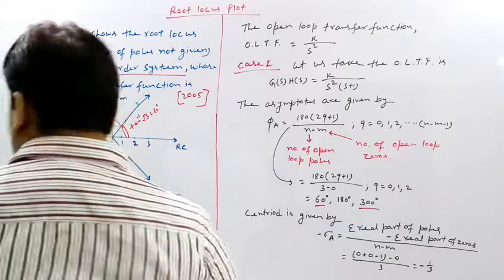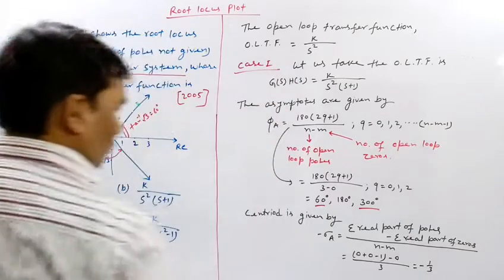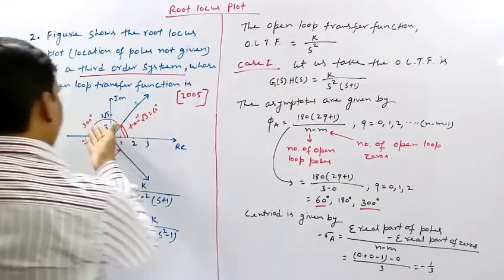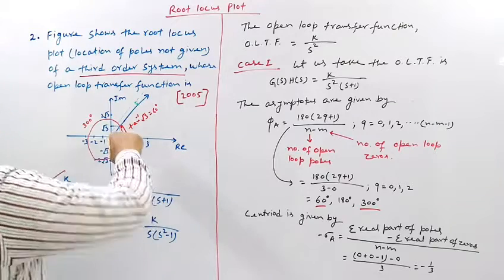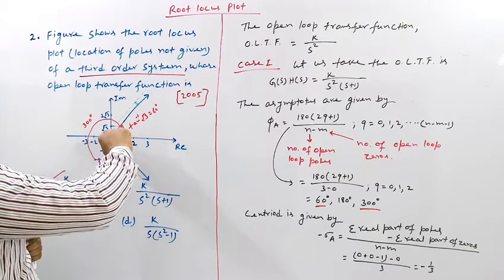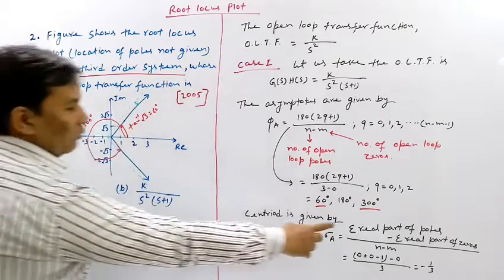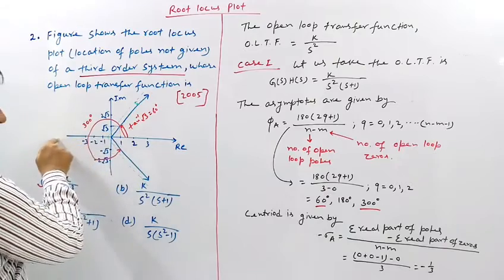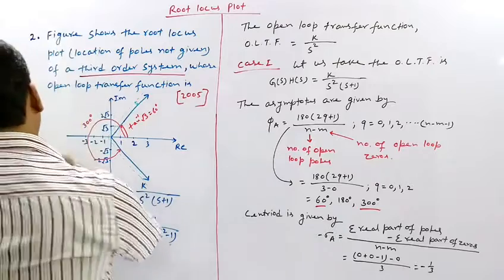if we calculate the centroid taking, suppose, case 2, then the centroid will again be at 0, and the asymptotes will start at s equal to 0. The first asymptote will be along this line at theta equal to 60 degrees, the second asymptote will be at theta equal to 180 degrees, and the third asymptote will be at theta equal to 300 degrees. So option A is correct.